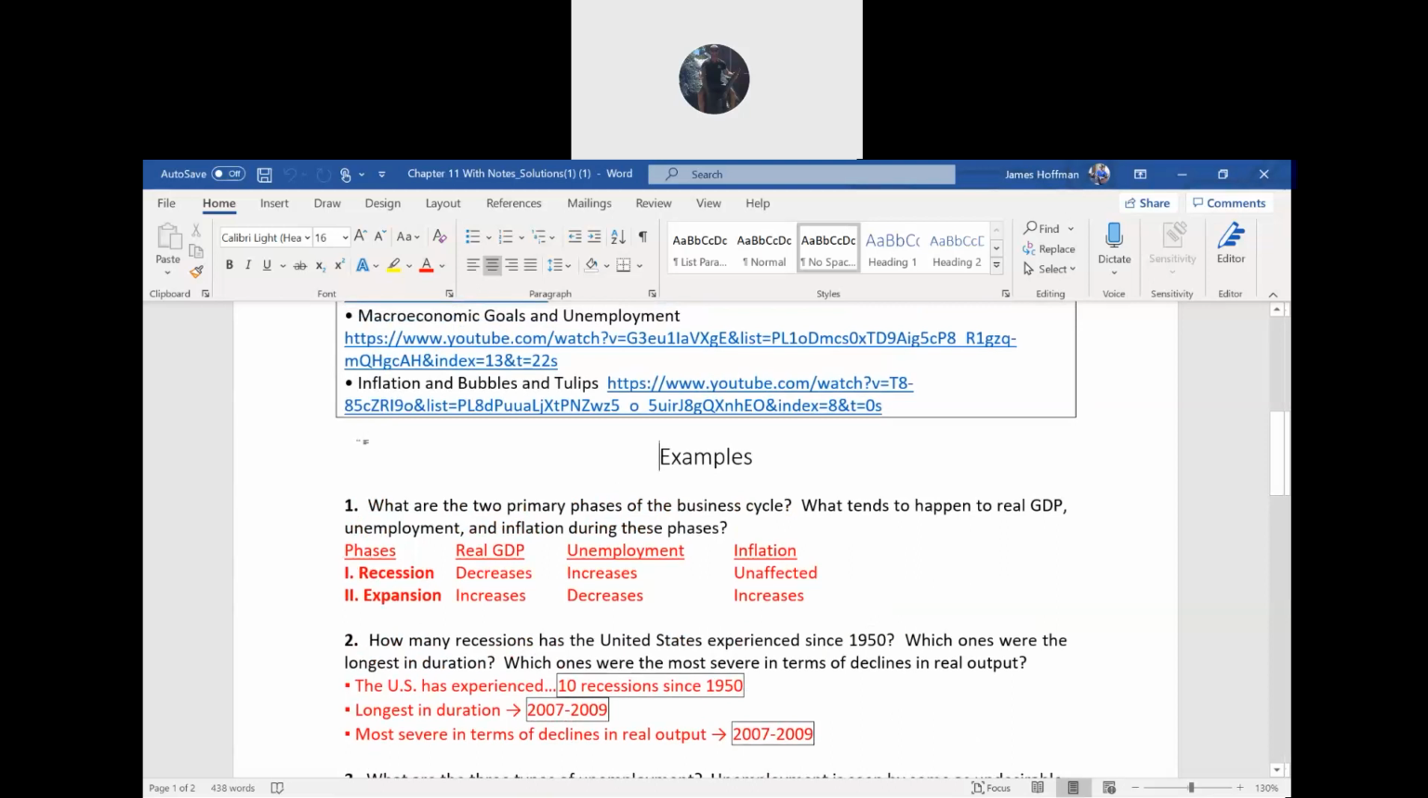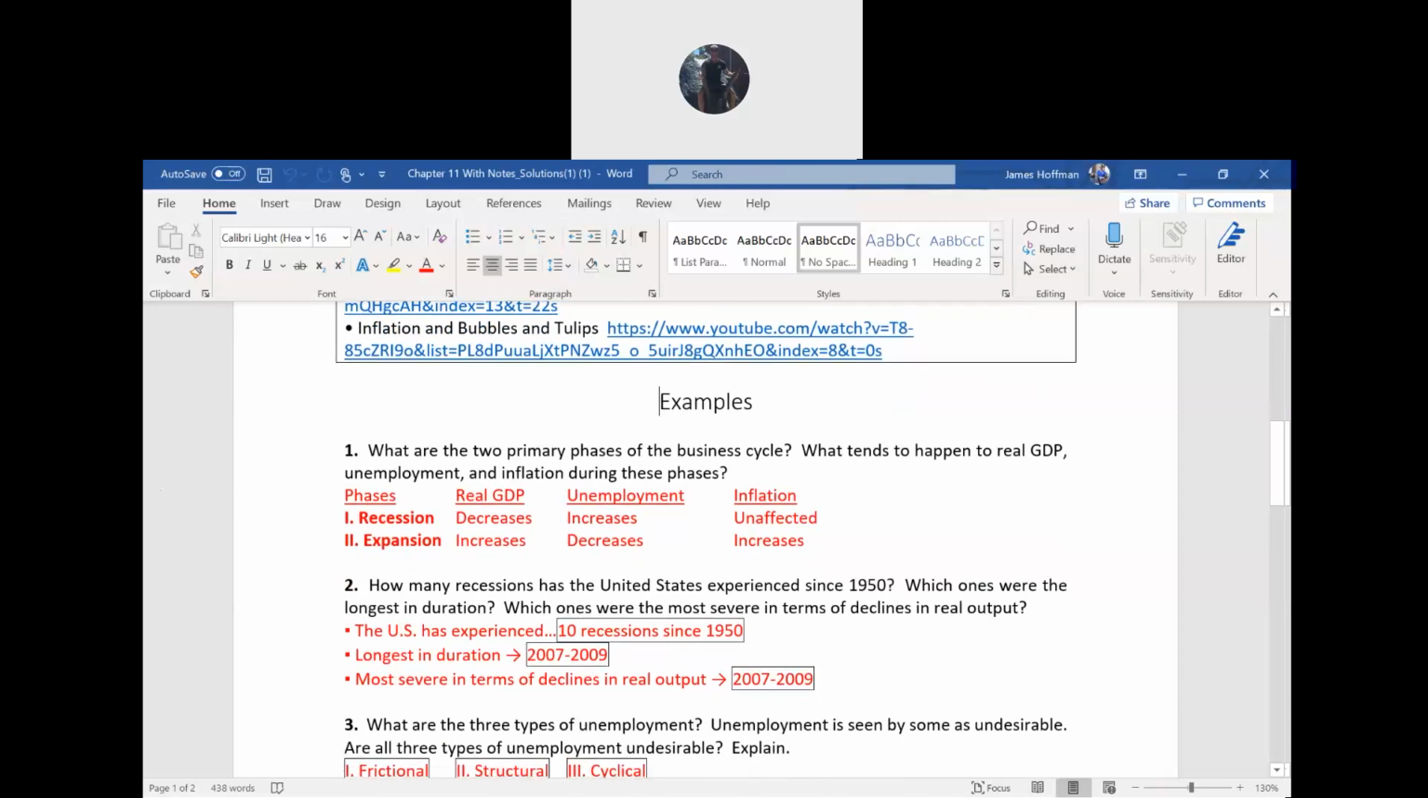All right, so everybody following along here, any questions on unemployment, inflation before we do some examples? Okay, so what number one?